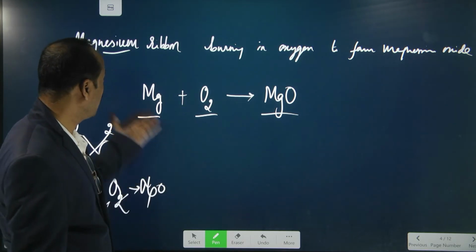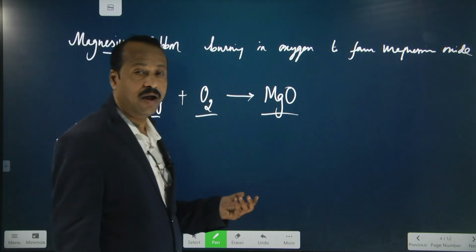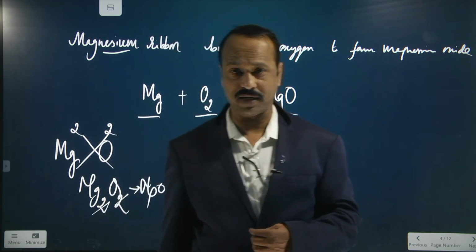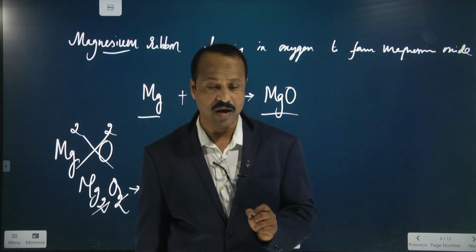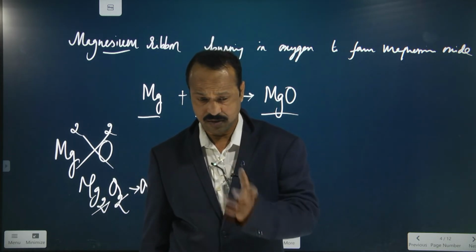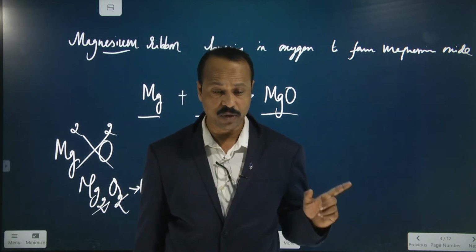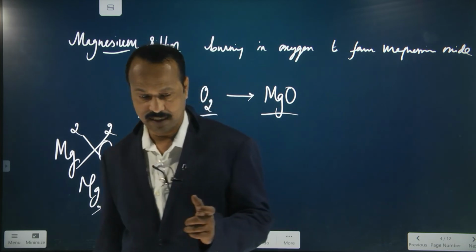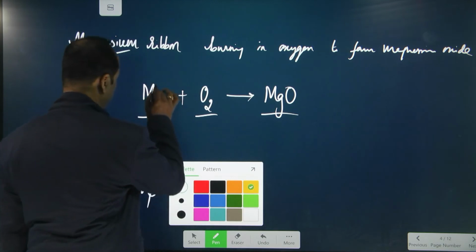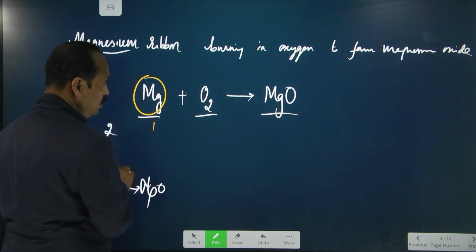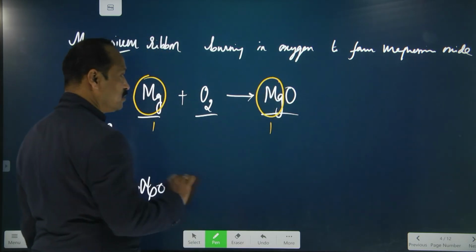Now the question arises: if magnesium is Mg, oxygen is O2, and magnesium oxide is MgO, all correct, then why is it overall wrong, why do I not get the marks? The reason is that, as I just told you, according to the law of conservation of mass, the total number of atoms on the reactant side should be equal to the total number of atoms on the product side. Yes or no? So now you check how many atoms are there. For magnesium on the left side, only one is there. Very good. How many magnesiums are on the right side? One. So magnesium is balanced.